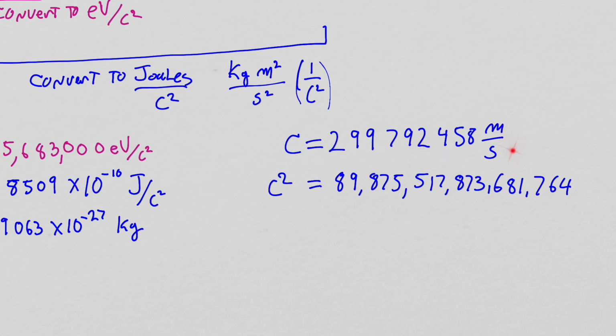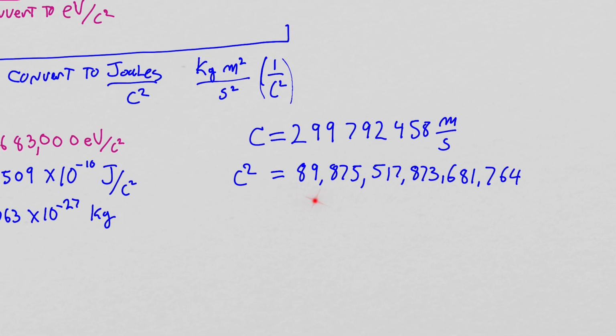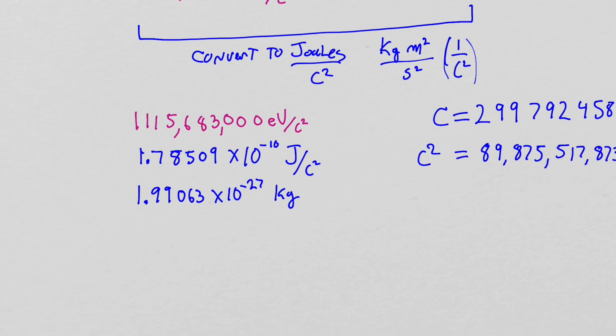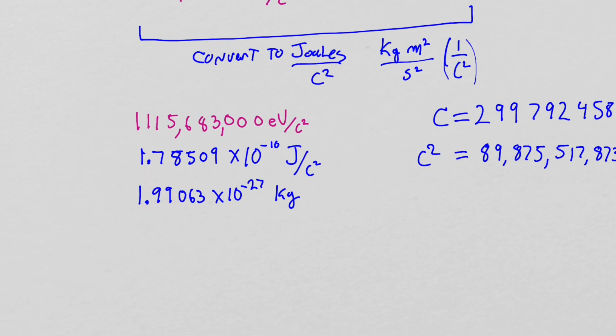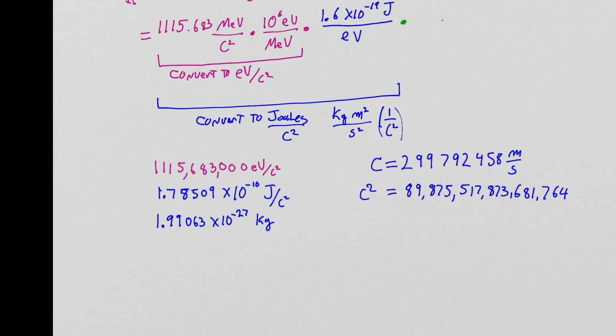Here it is, 299,792,458 meters per second. And I've even calculated c squared here. And you do the division and you end up with 1.99063 times 10 to the minus 27 kilograms. So that's where this c squared gets eliminated. If you finally do want to convert to a real mass unit, not an energy unit, then you remember, oh, I've got to divide by c squared. And so I think you just track that c squared around to keep track of this fact.